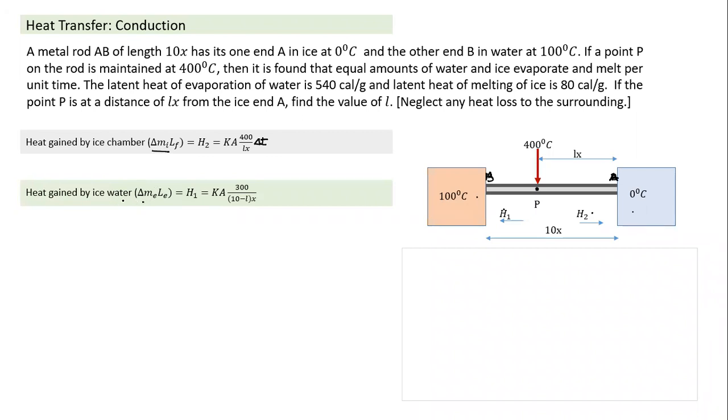What is this term here? Heat gain by water. So water is at 100 degrees. What is the heat it gains? It gains heat at the rate of H1. What is H1 equal to? Ka, temperature difference 300, and length is 10 minus L, into X. Okay, so this is the term here.